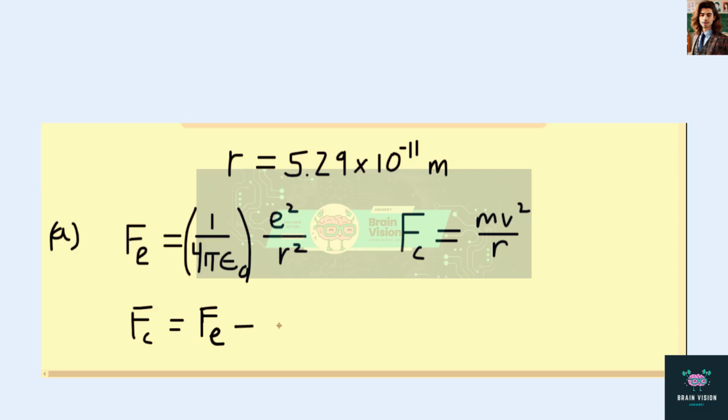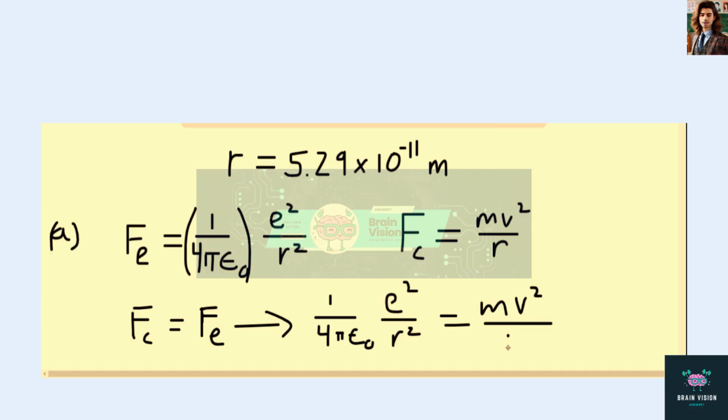Doing this gives us 1 over 4 pi epsilon naught multiplied by the charge of the electron e squared over r squared, is equal to m v squared, where v is the speed that we want to find, and m is the mass of the electron, since that's what's going around the atom, divided by r. So we can cancel out one of the r's on the left side, so the square goes away with the r in the denominator on the right side.